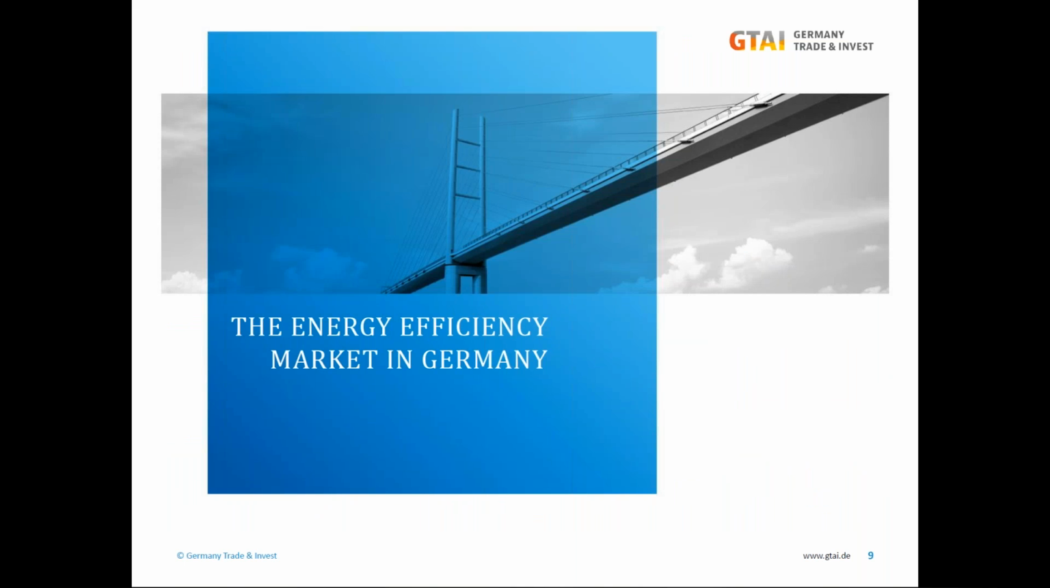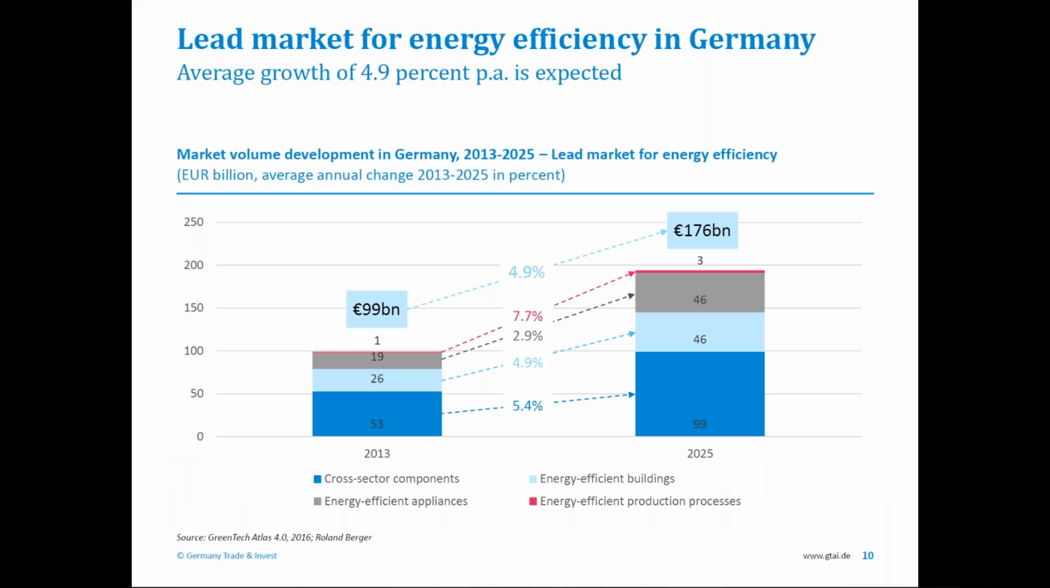So let's take a look at the current situation in the energy efficiency market in Germany. This graph shows the lead market for energy efficiency in Germany. At the bottom in the darker blue, we can see that the market for cross-sector components had a turnover of 53 billion euros in 2013. And this is expected to grow by 5.4% per annum to reach around 99 billion euros in 2025.